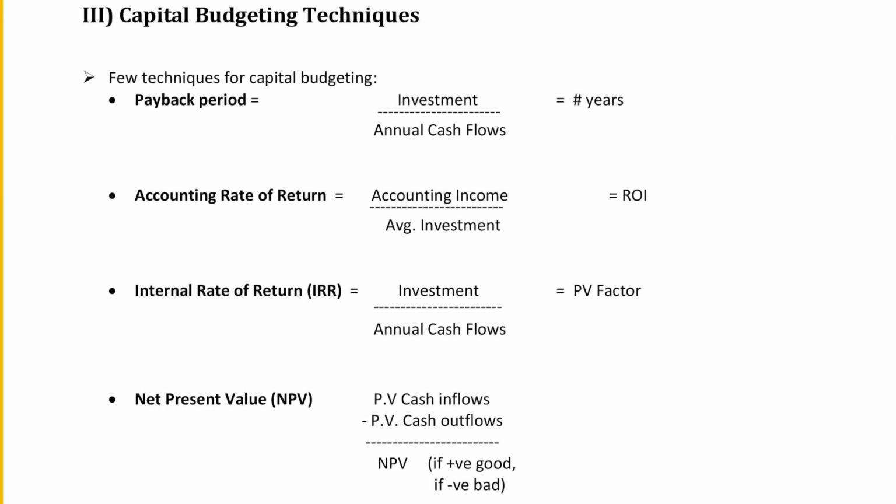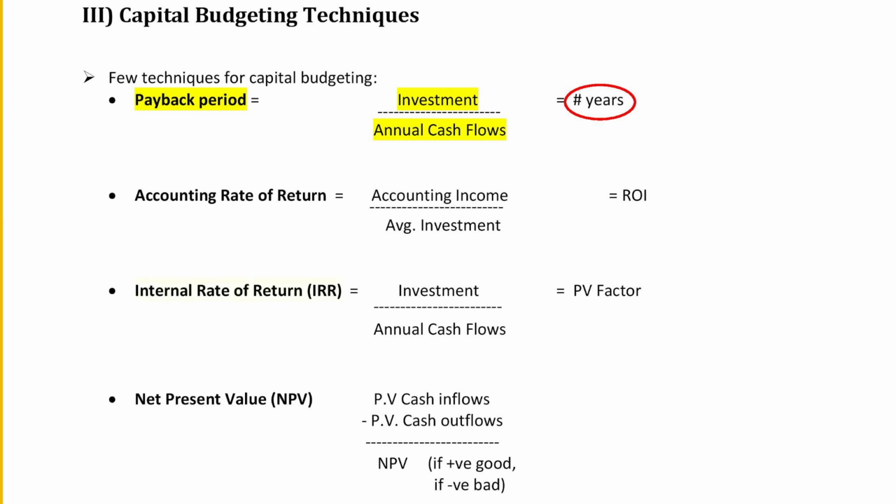So we've looked at 4 techniques. The first one, highlight payback period. That's equal to investment divided by annual cash flows. And the result is, put a circle around, number of years. You could use this formula if it's even cash flows coming in across years. The next technique, accounting rate of return, that's accounting income divided by average investment. That's basically the return on investment.